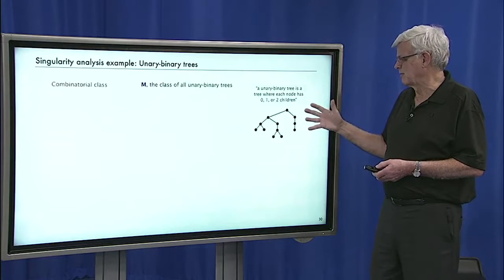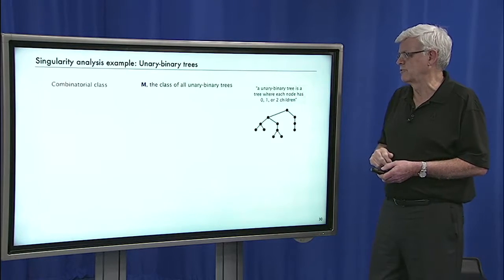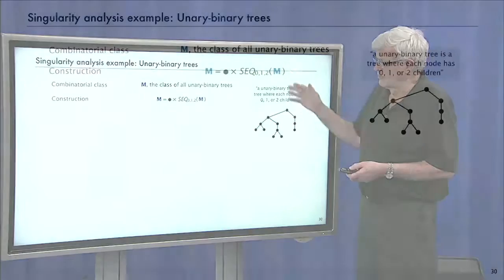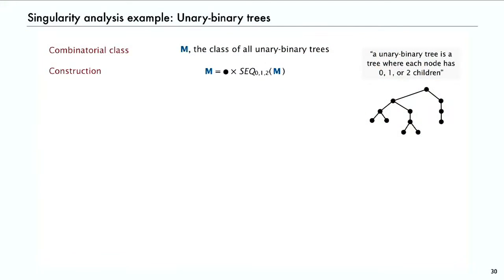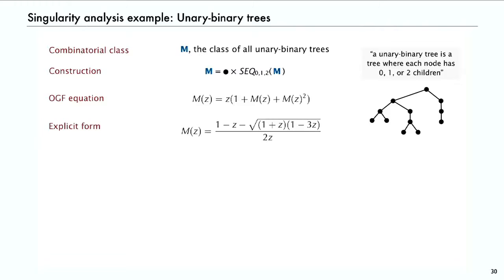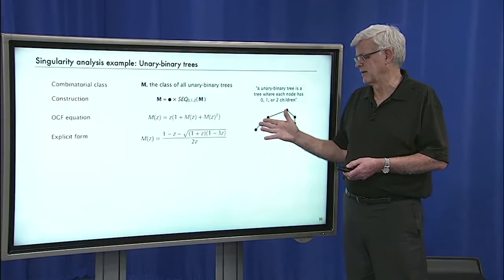So that's unary-binary trees. Every node has 0, 1, or 2 children. The combinatorial construction is a node and a sequence of 0, 1, or 2 trees, which immediately translates to that generating function equation. And if we solve that equation, just using the quadratic formula, then we get this explicit form. That is not meromorphic. It's a square root of a polynomial, so it needs singularity analysis.